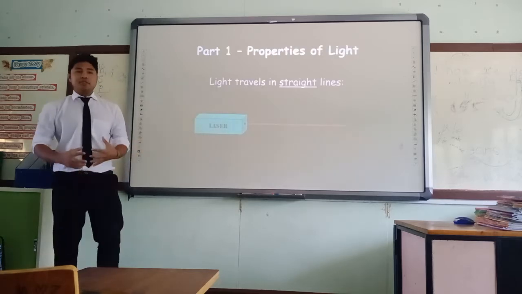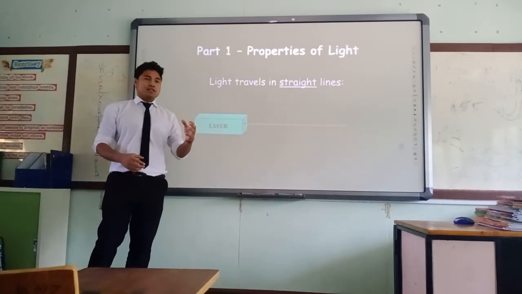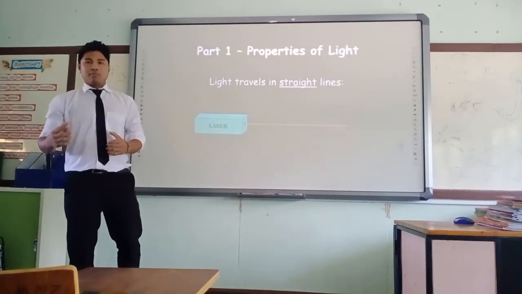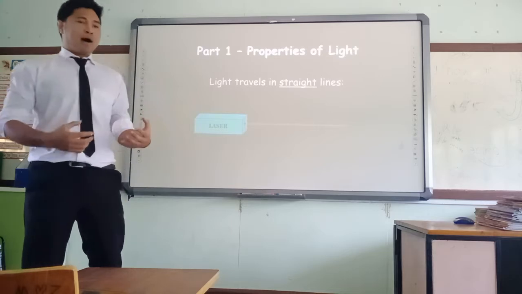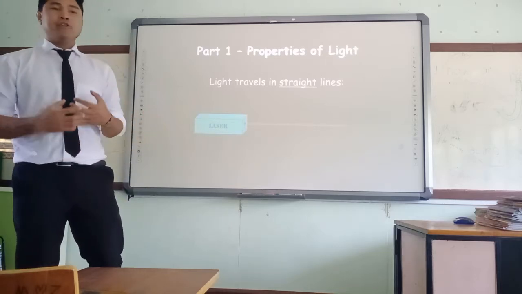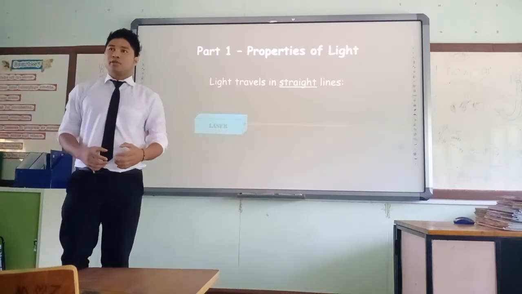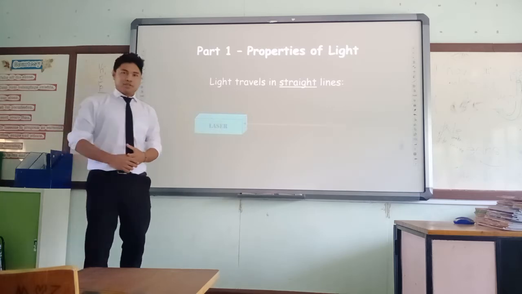The first property of light is that light likes to travel in straight lines, except when acted upon by an outside object or force, such as gravity.